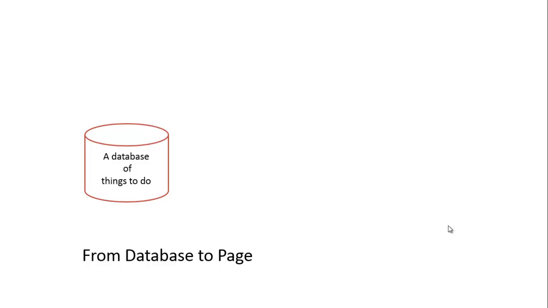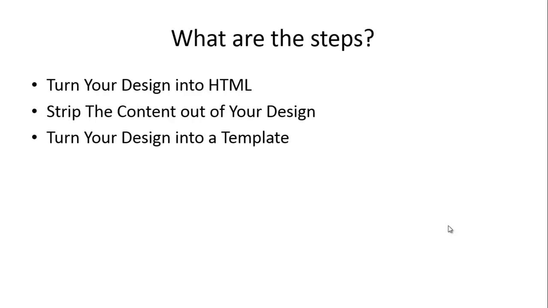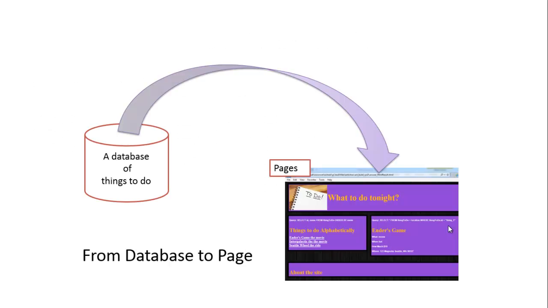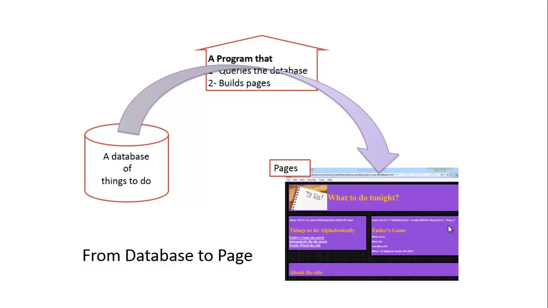All right, let's start with the idea of how you bring things from a database to a page. You have a database of things to do, your events, and you want to get that on a web page. So how does that happen? In general, in the outside world, here's how it happens. There's a program, some program that queries the database and builds pages. So we'll call that program, something. And it's not part of what you have to do in this class.